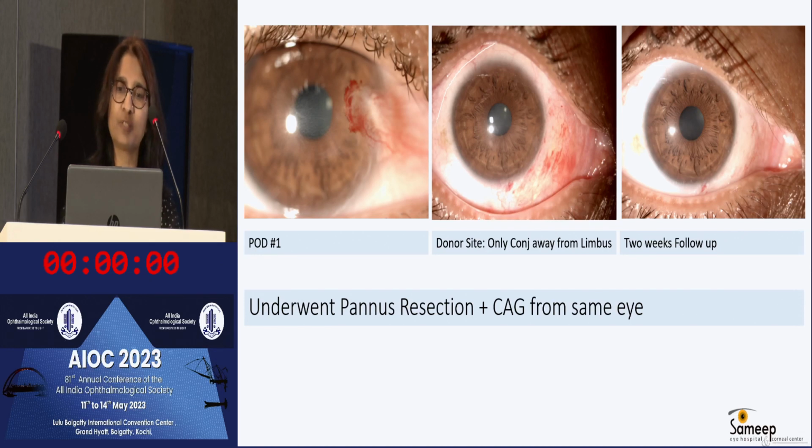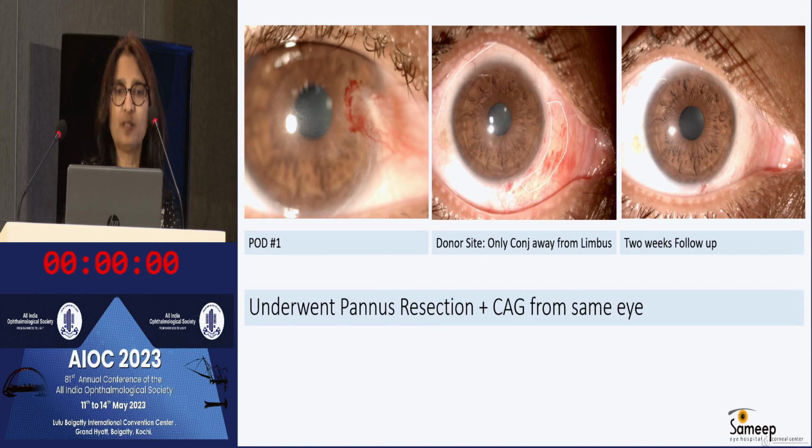And these are the 2 weeks follow-up pictures of the same eye. So he underwent pannus resection plus just the conjunctival autograft. We did not take limbus. Here we took the conjunctival graft 2 millimeters away from the limbus so as not to jeopardize the stem cell niche of the same eye.